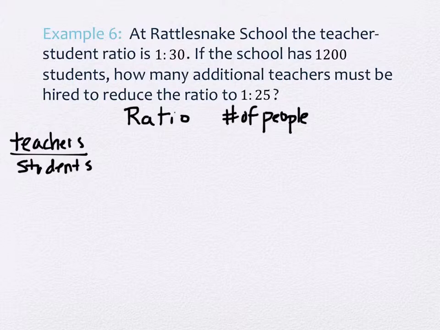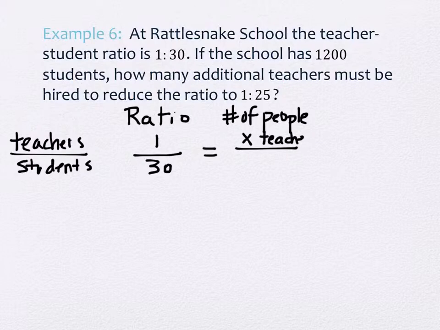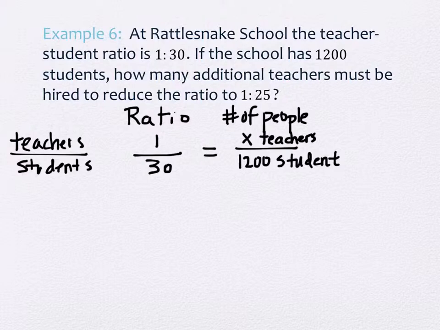Okay, and we've got two teacher-student ratios, so we need to leave the 1 to 25 ignored for the moment. We'll come back to it. Let's take the 1 to 30 teacher-student ratio first. So teachers is 1, students is 30. What am I going to do on the other side? X. X is the number of teachers, right? What about the students? We have 1,200 students. What in the world is this going to allow us to find? The number of teachers they already have, right? Okay, great. All right, we're going to cross multiply.